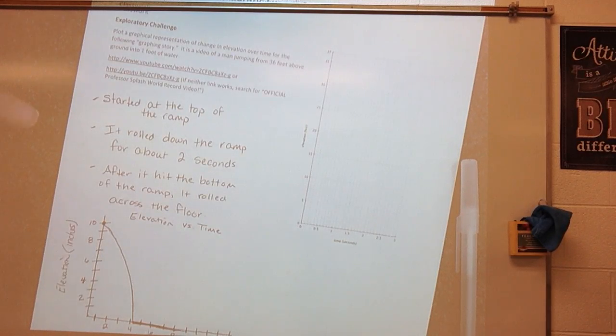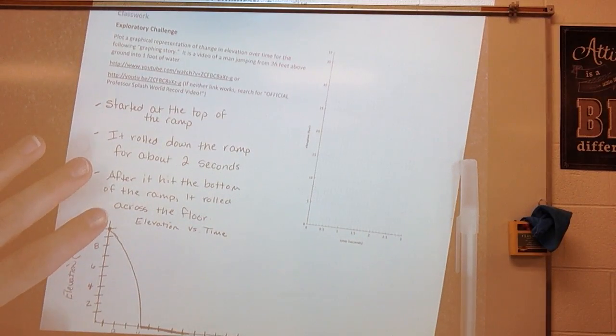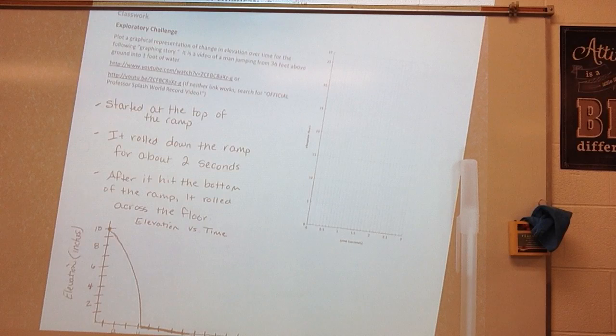You have the link at the top of your paper if you want to be able to go in and manipulate that and slow it down and whatever. But you can do that if you would like. So I want you to look at the start of where he is jumping. How high is he up? He is actually 36 feet in the air. Okay? He is actually 36 feet in the air.